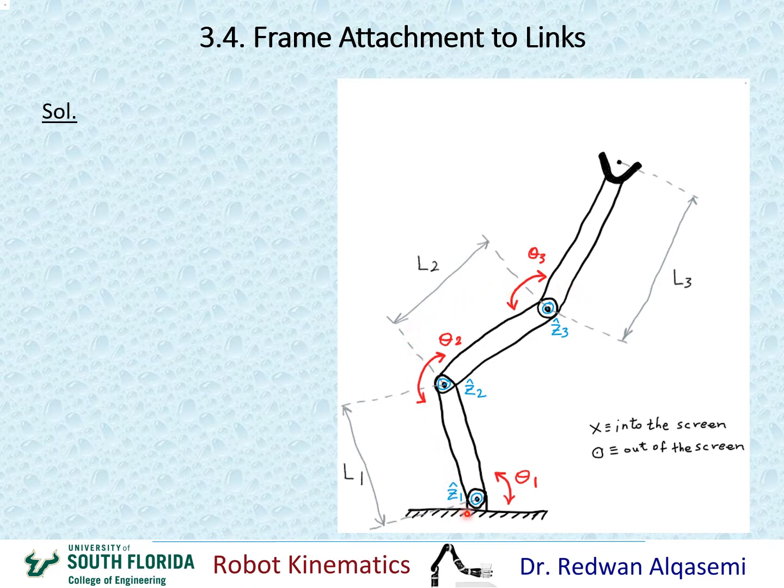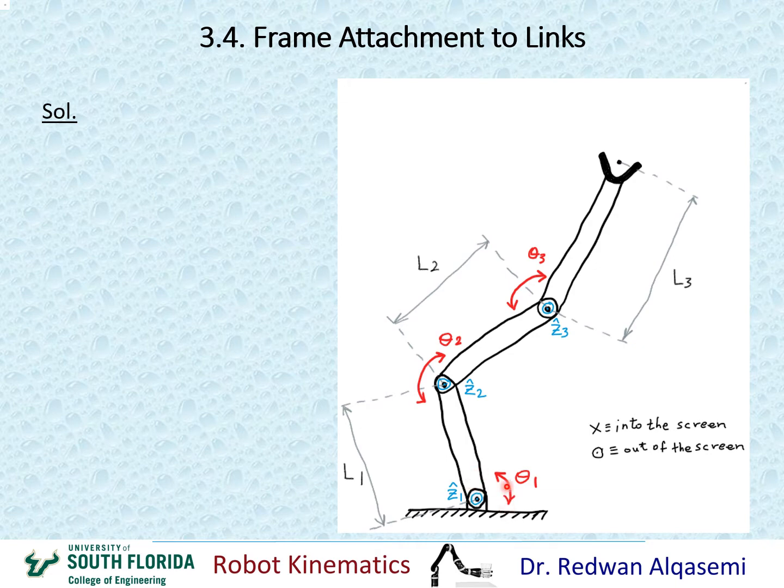Now I'm ready to go back to frame 0, which is the ground frame. And as we said earlier, it's always good to assign the ground frame at the same position and orientation as frame 1 when the joint angle is 0.